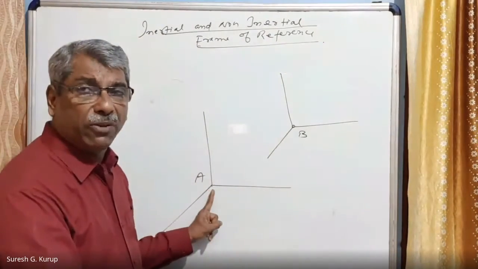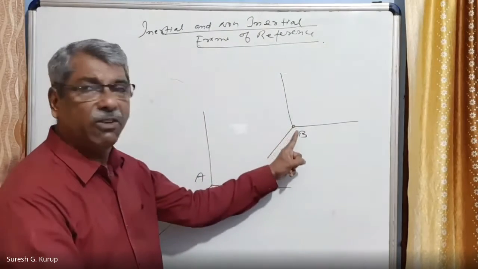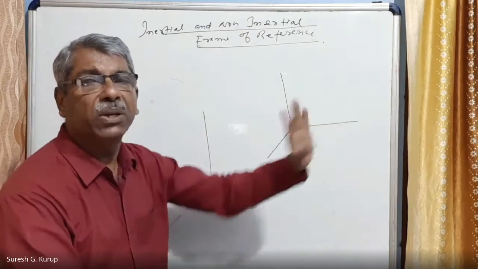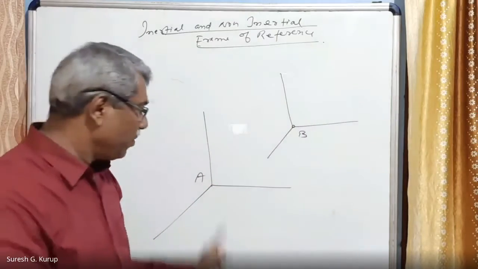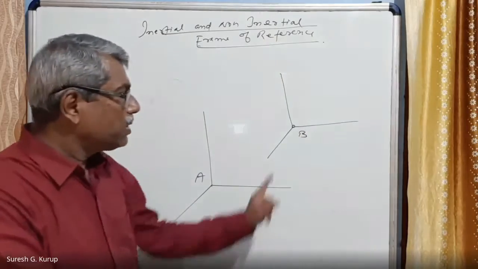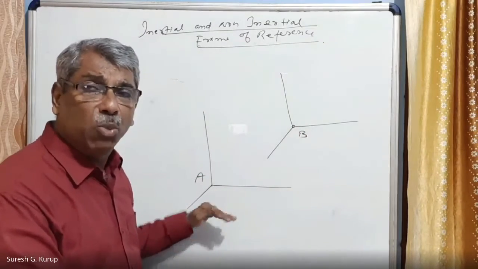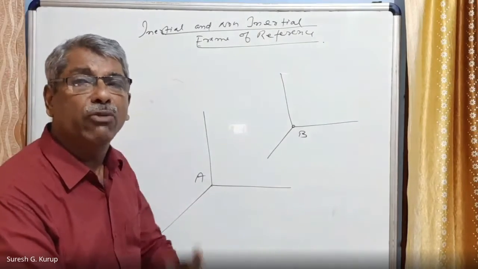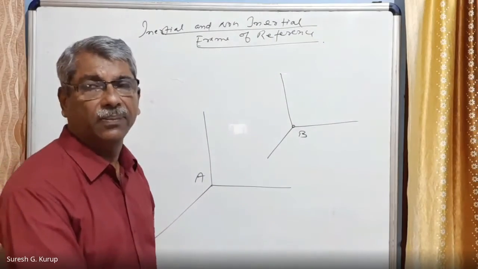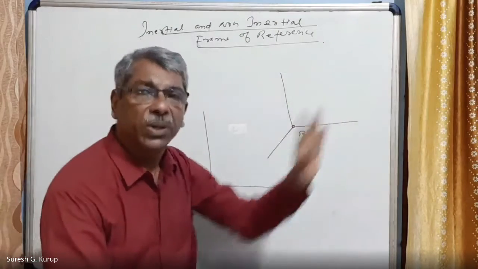There are two frames of reference. In one frame of reference, a person A is there, and in the other frame of reference, B is there. B is moving with a uniform velocity in a certain direction with respect to this. So this is at rest. Am I correct? The person B will feel that the person A is moving backwards with a uniform velocity V. But this man feels that I am at rest and this is moving with a uniform velocity.